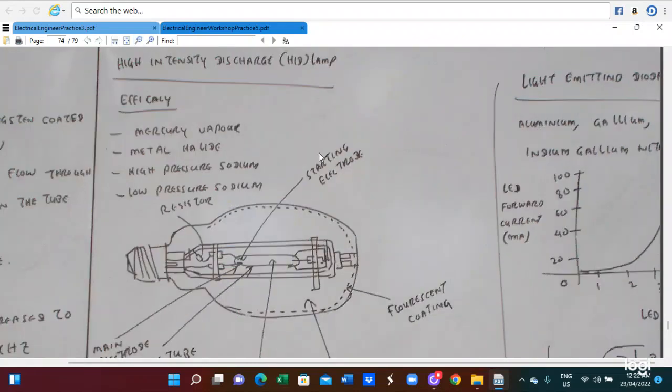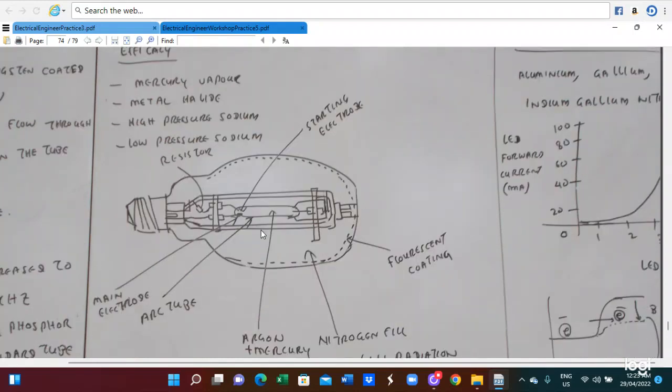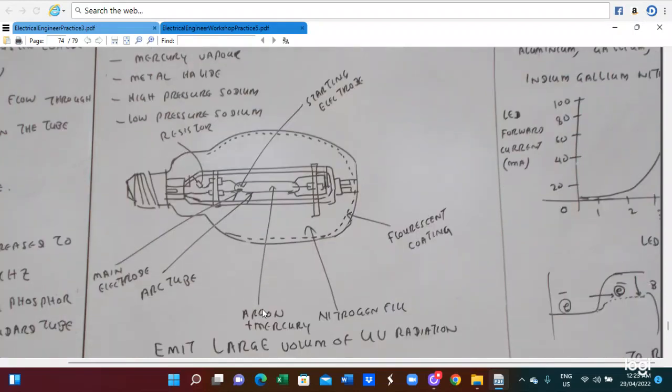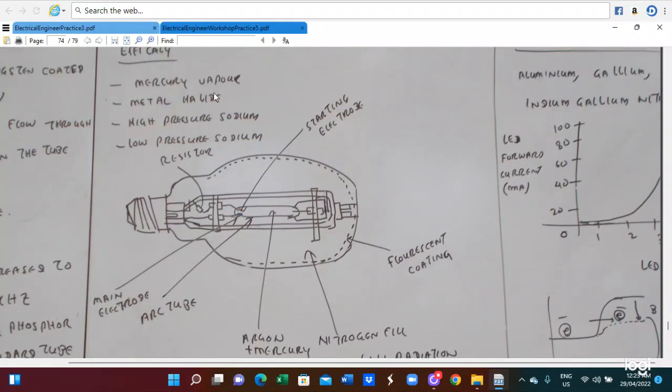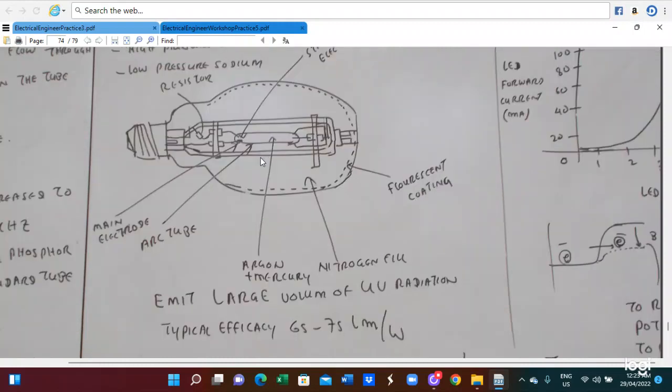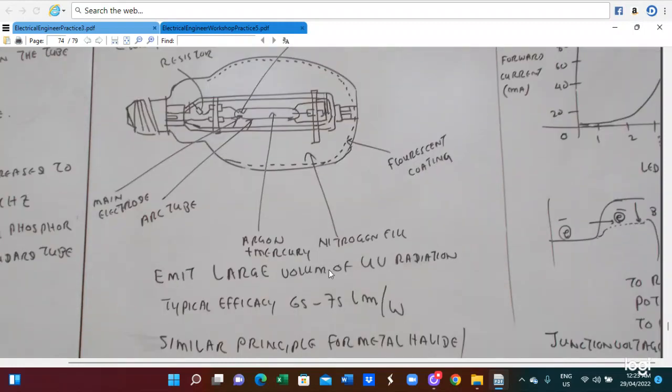So this is a high intensity discharge lamp. This is the main electrode, also argon, mercury, nitrogen, the fluorescent coating, and this is the starting electrode. They utilize mercury vapor, and they can also be metal halide, high pressure sodium and low pressure sodium. They emit a large volume of ultraviolet radiation.